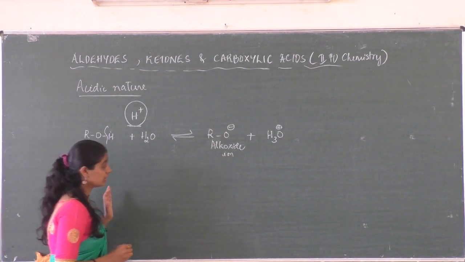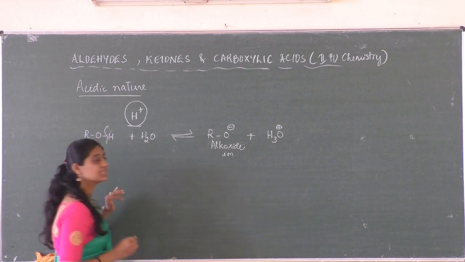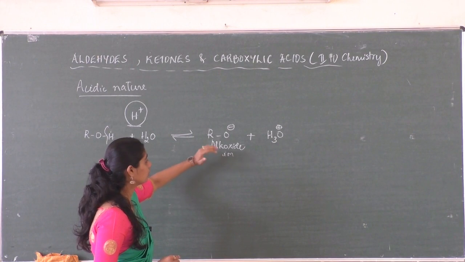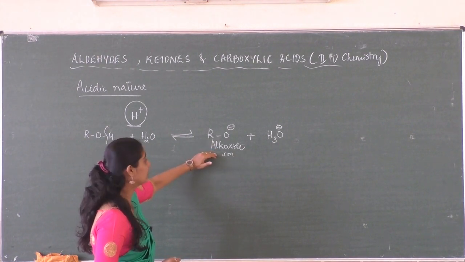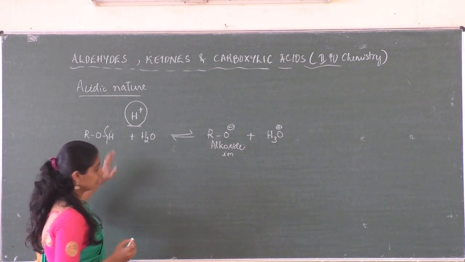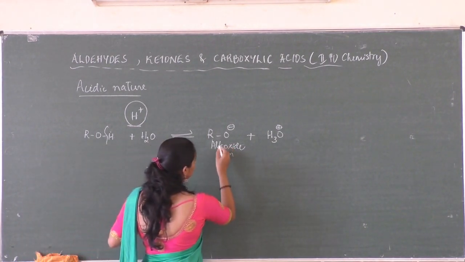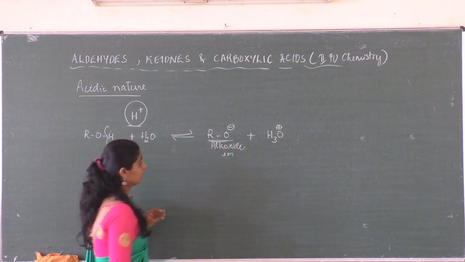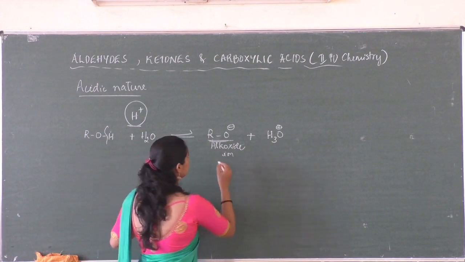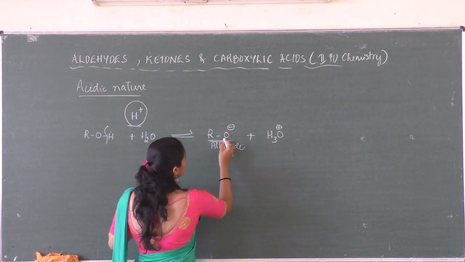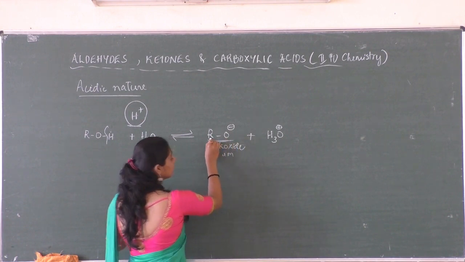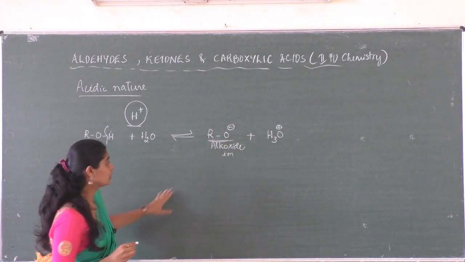And we need to discuss the stability of this ion. Whenever an ion is formed, only if this ion is stable can the removal of H plus take place. So what happens here? Is the anion that is formed here stable? It is not stable, because the oxygen is carrying a negative charge, and this oxygen is attached to an electron donating group, that is the alkyl group.